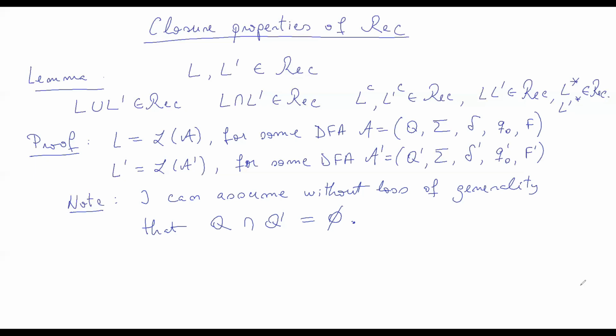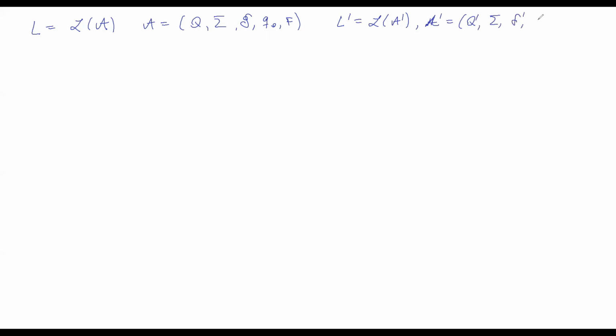So here is how the construction is going to go. Again, L is the language of A, with A being (Q, sigma, delta, Q0, F), and L prime is the language of this automaton A prime, with A prime being (Q prime, sigma, delta prime, Q0 prime, F prime).